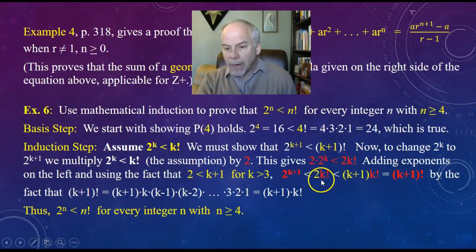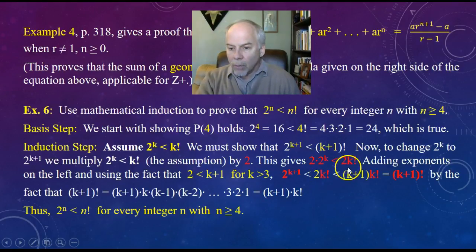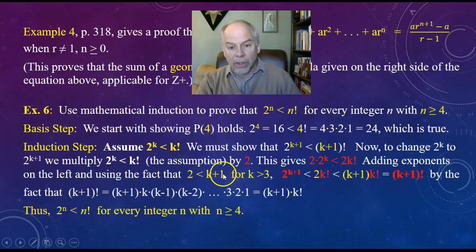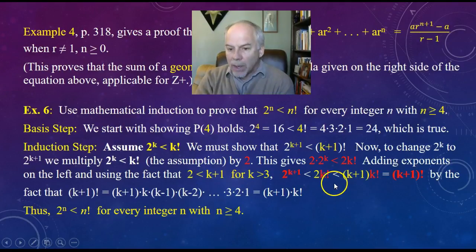Now, the right side, though, what you have to use is the fact that 2 is less than k plus 1 as long as k is greater than 3. And we're only proving this for 4 and higher, right? So when k is 4, of course, 2 is less than 4 plus 1. So as long as this is the case. Now, why did I want to use that? Well, look at what I have right here.